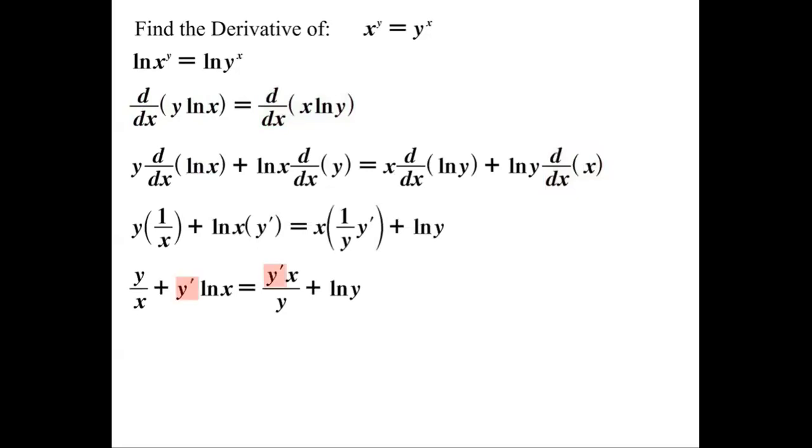Now we need to solve for y prime. The only way we can do this is to bring all the terms that contain the y prime expression to one side, and all the other terms to the other side. Doing that, we have the following. Now that we have all the terms with y prime on one side, we can factor out the y prime.